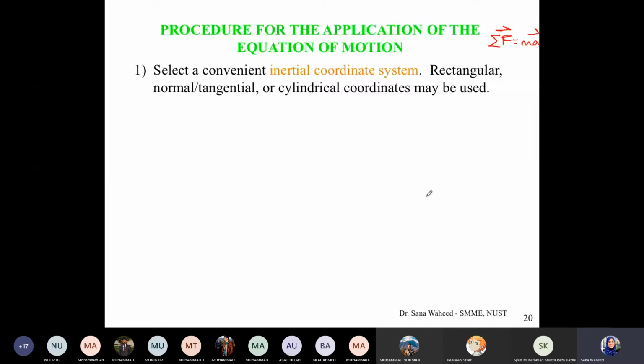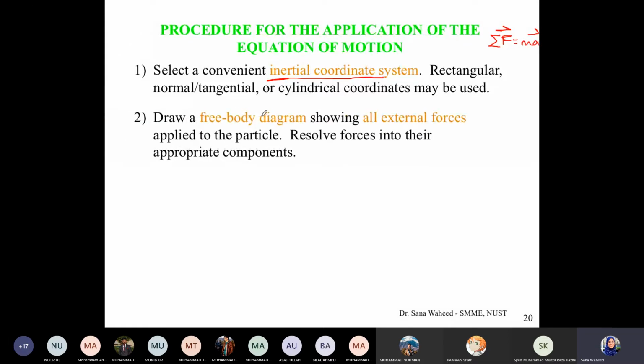Okay, so let's see what the procedure for the application is. So we set up initially some inertial coordinate system. Often whenever we're talking about motion on Earth, we'll just use the Earth as the inertial frame of reference. And right now, since we're talking about rectangular coordinates, we'll just set up a rectangular coordinate system. Then we draw the free body diagram to show all external forces, which we have discussed too, right? Acting on the system or acting on the particle.